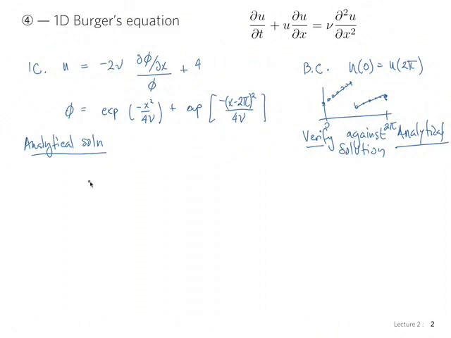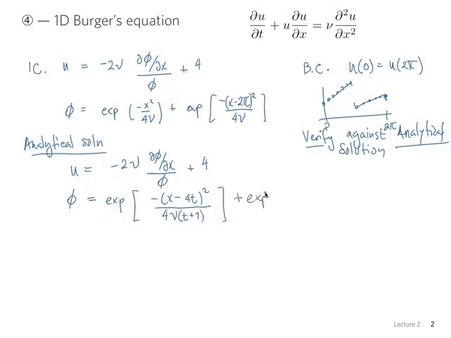So the analytical solution is again u equals minus 2 nu d phi dx over phi plus 4, but we have now for phi: minus x minus 4t squared over 4 nu (t plus 1), plus x minus 4t minus 2 pi all squared divided by 4 nu (t plus 1). So that's our analytical solution.